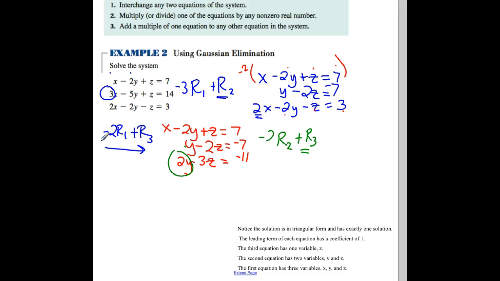Multiply it by negative 2. Good. Okay, so we're going to multiply row 2 by negative 2 and then add it to row 3. My first equation doesn't change. Second equation doesn't change. I'm changing my third one.